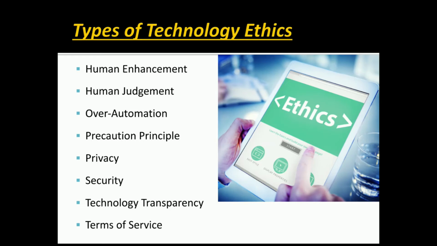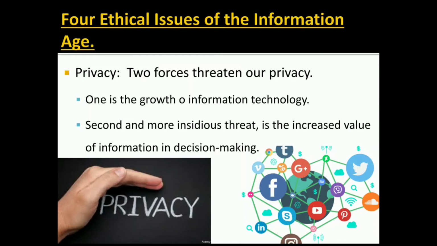And number 13, security. It's about diligence required to ensure information security. And number 14, technology transparency. It is clearly explaining how a technology works and what its intentions are. And number 15, terms of service. It is about the ethics related to legal agreements. And my next slide is for ethical issues of the information age.